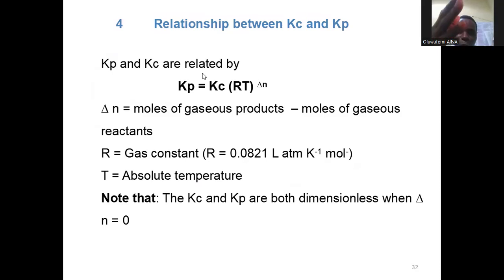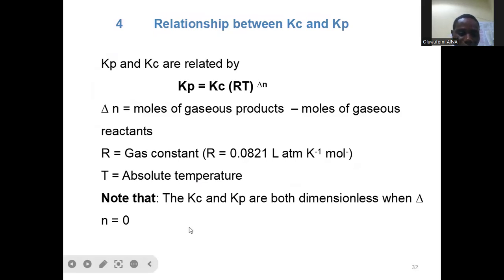You can see the number of moles of your gaseous product and the number of moles of your reactants. Ensure that everything you are dealing with is in the gaseous state. In a situation where the total number of moles on the reactant side and product side are the same, your delta n will be 0, so RT will be raised to power 0. And don't forget, anything raised to power 0 is 1.